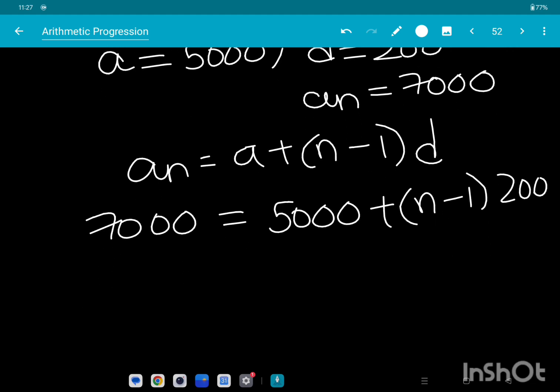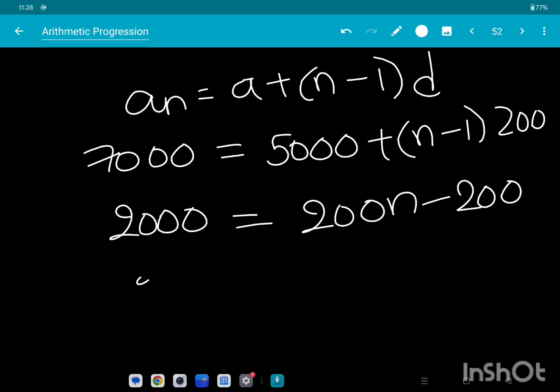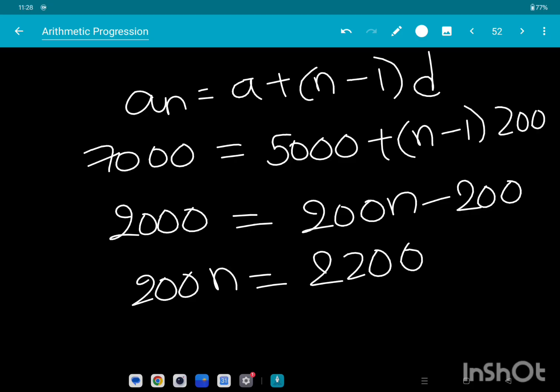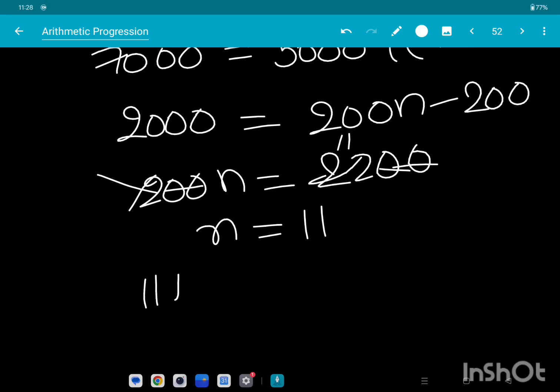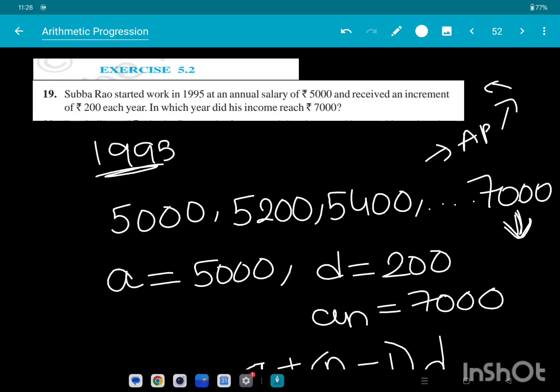If I solve this, the 5,000 will come to this side and it will become 2,000. So 2,000 is equal to 200 into n minus 1, which is 200n minus 200. So 200n is equal to 2,200. The 2 zeros cancel, and 2 elevens are 22. Here the n value is 11, which means the 11th term of this AP is 7,000. Right. So here the 11th term is 7,000.